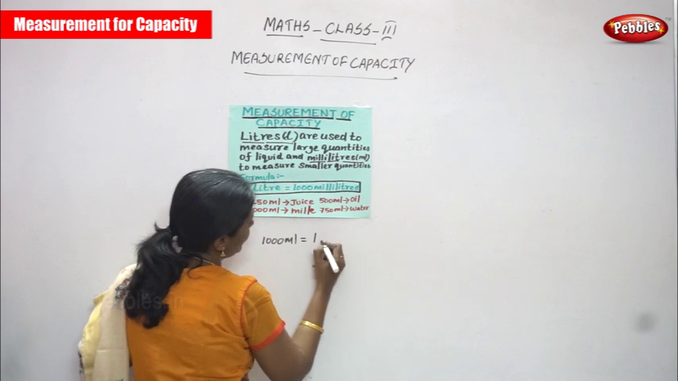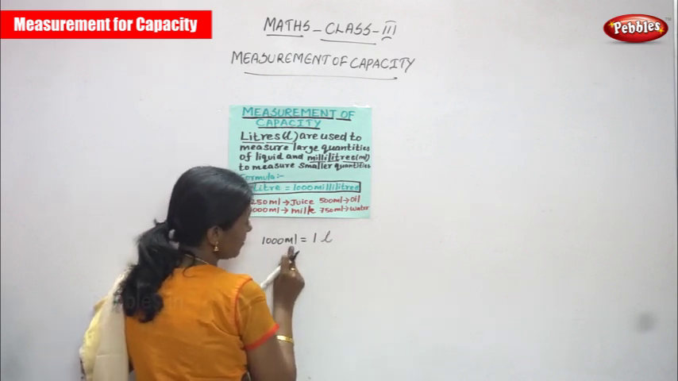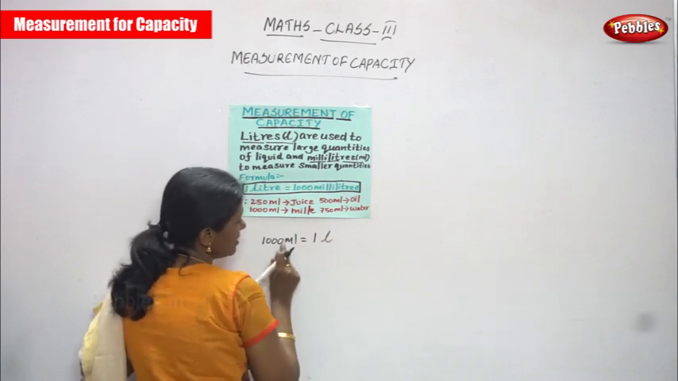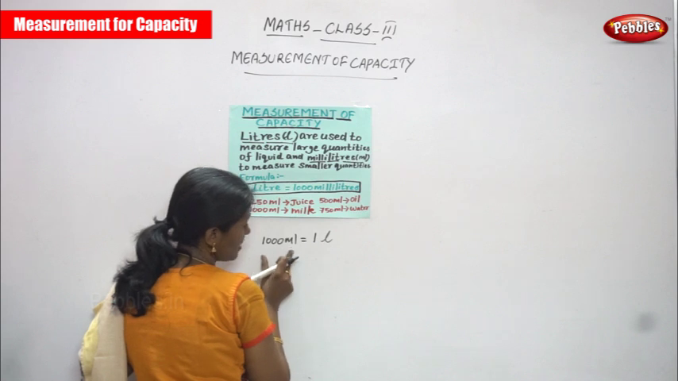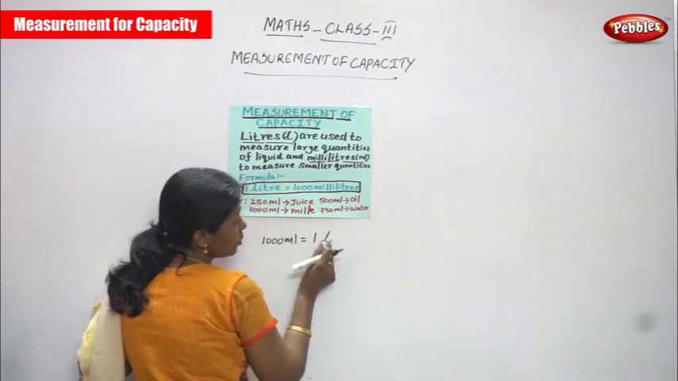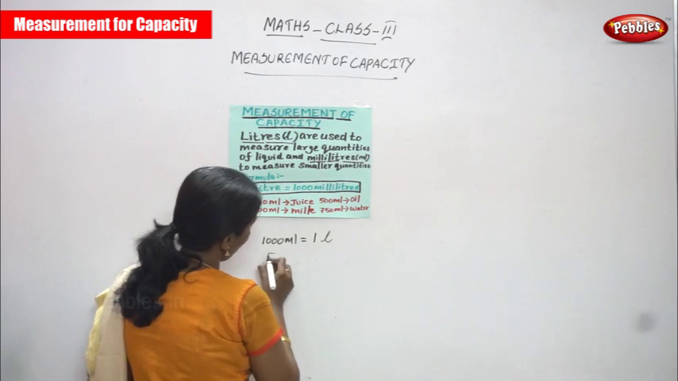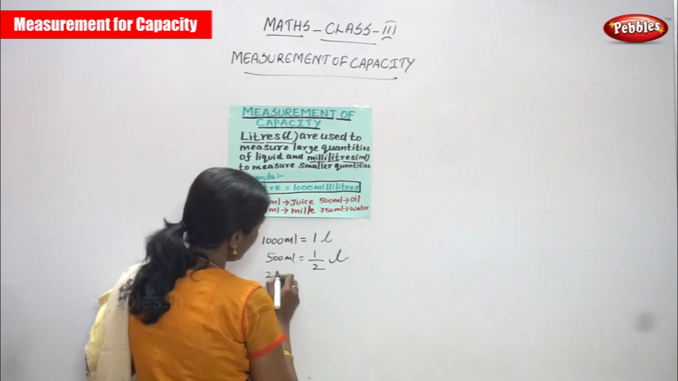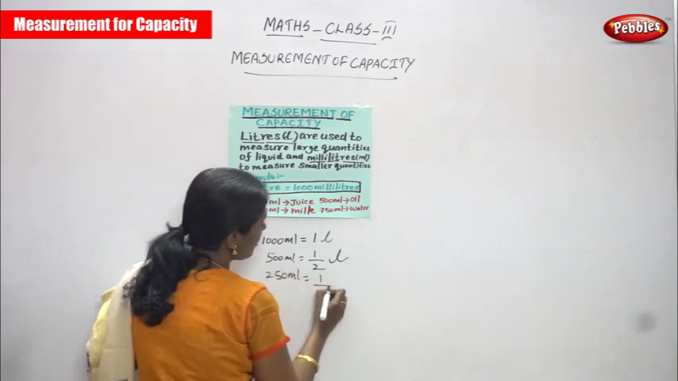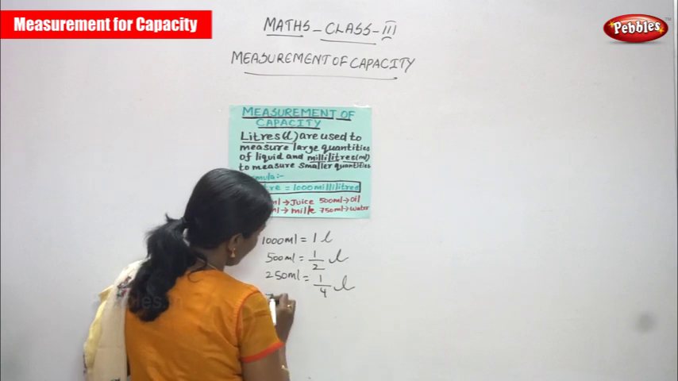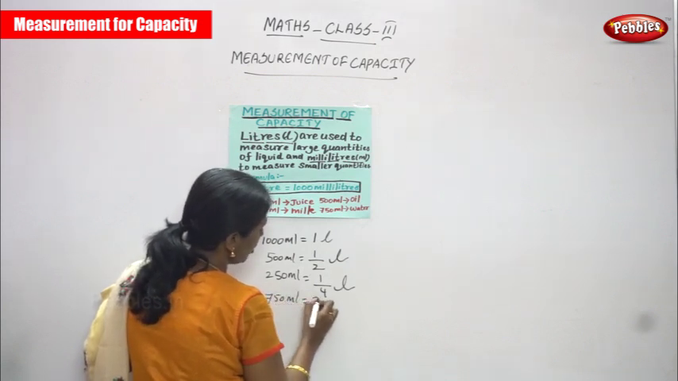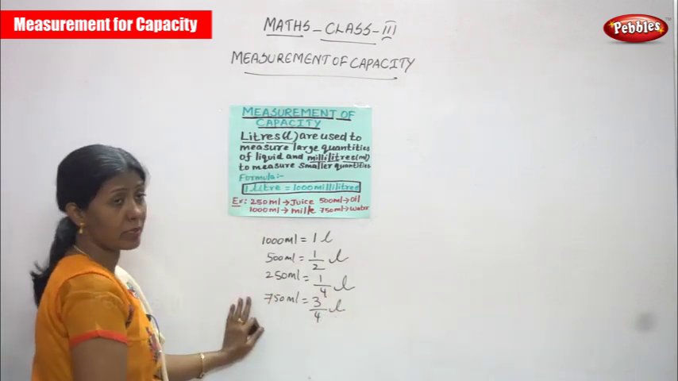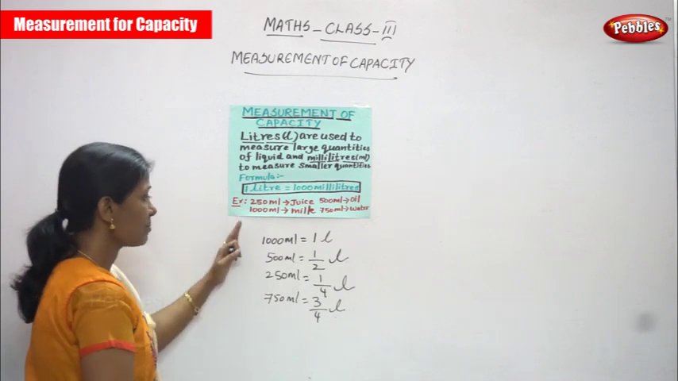ml represents milliliter and L represents liter. Milliliter is used to measure the smaller quantity, and liter is used to measure a larger quantity. Okay, and 500 ml is nothing but half a liter, 1/2 liter. And 250 ml is nothing but 1/4 liter. And 750 ml is 3/4 liter. So this is the basic formula or basic measurements.